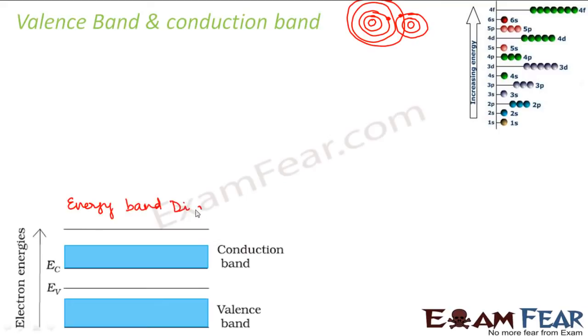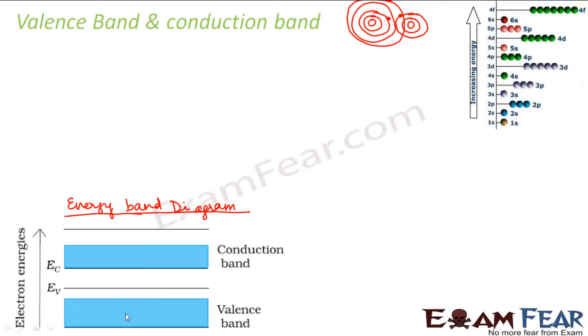And on the basis of this energy band diagram, we differentiate between a conductor, a semiconductor and an insulator. This energy band diagram tells us why semiconductors behave in a different way than conductors and insulators. So here we have this valence band and this is my conduction band. And this is my electron energy. So that means the energy at the valence band.